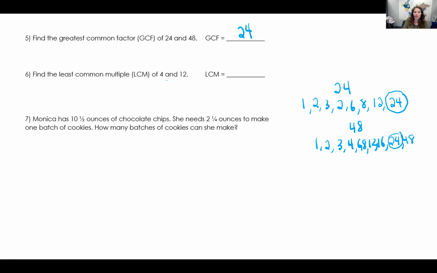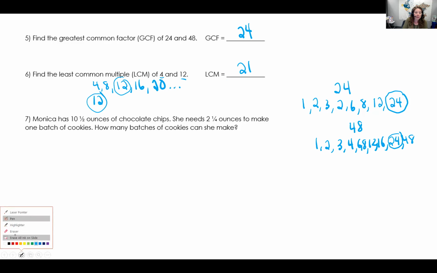Now remember, multiples are big numbers. So 4 times 1, 4 times 2, 4 times 3, 4 times 4, 4 times 5, 12 times 1. Oh, I can stop. The least common multiple is 12. Oops, look at me. I'm writing a 21. No, Miss Richardson, it's a 12. Whoopsie.